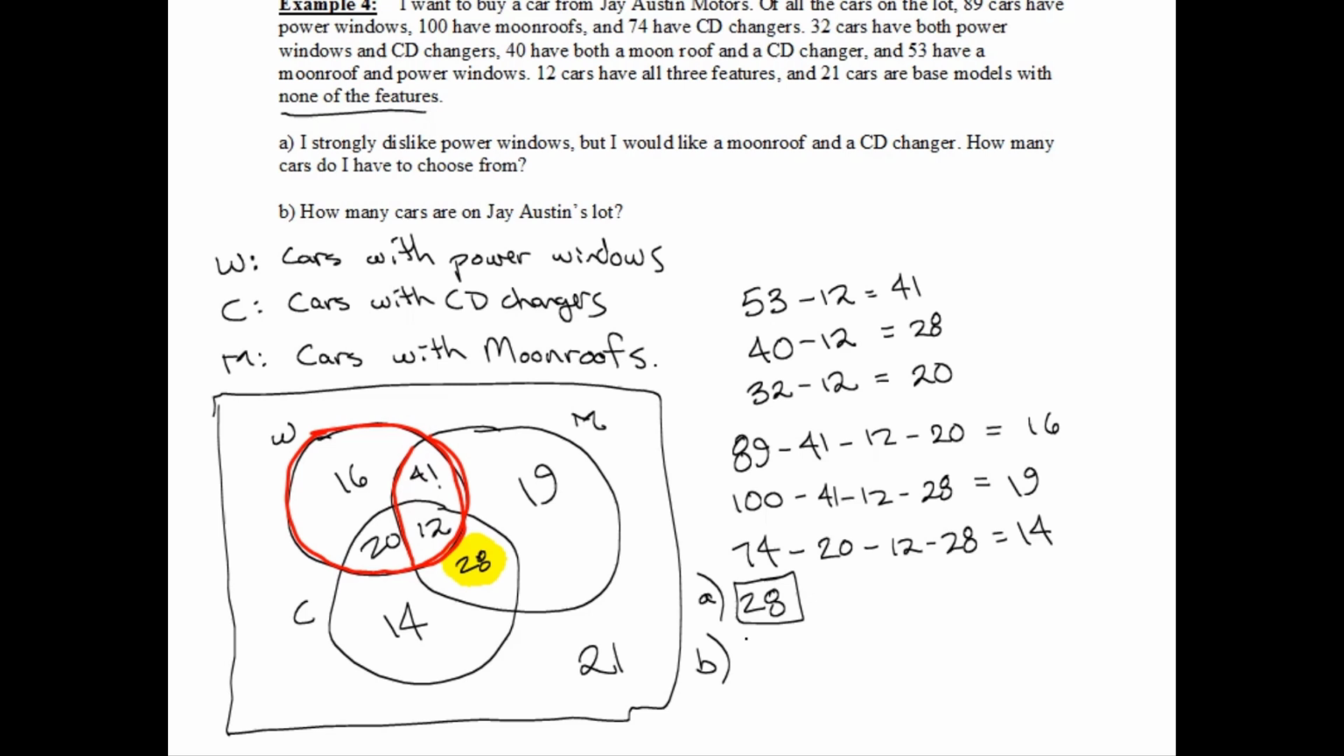Now, how do we get the total number of cars on the lot? Simply add up all the numbers in the Venn diagram. So we would take the 16 and the 41 and the 20 and the 12. Just try to be systematic. Then I have the 19 and the 28 and the 14 and the 21. If I added all this up right, I should get 171. Please do it and make sure you agree.